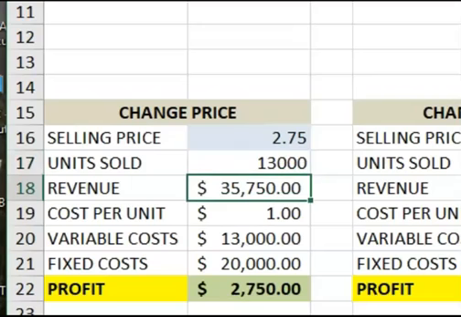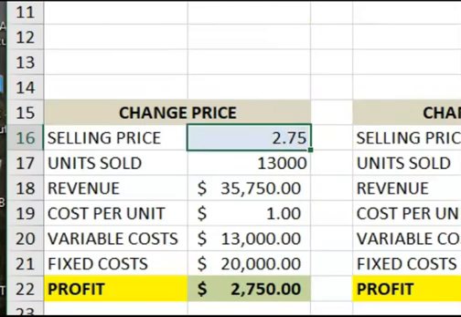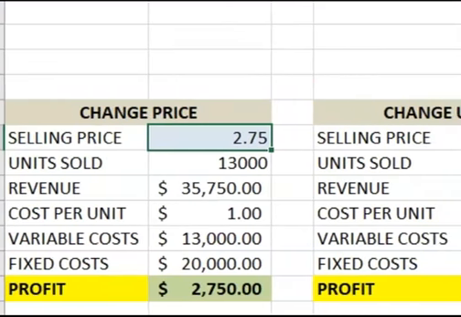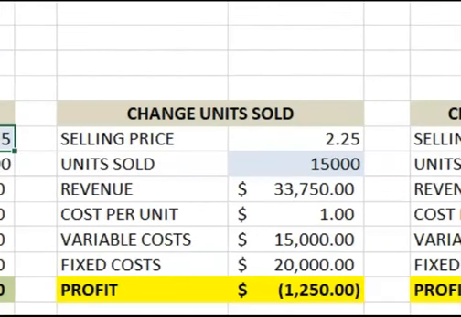Again, you play with these numbers. This is changing price. This is what if I change the price? The volume goes down, but my profit goes up. And of course, all the pricing things that you learn in marketing and your economics, you have to take that into consideration. But this is just for cost volume profit analysis.